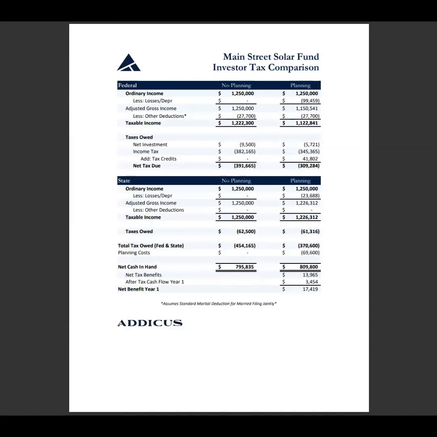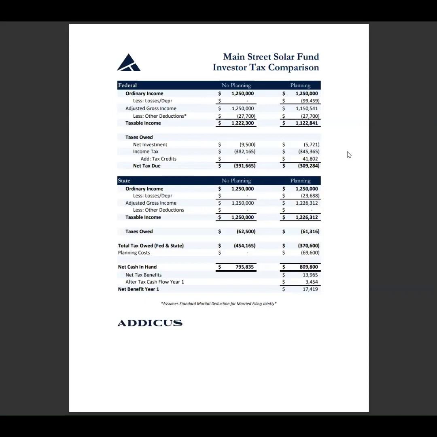So what you'll see in the column on the left side of the screen is the no planning. We're going to make our money and pay the taxes as Uncle Sam wants us to pay. At the end of the day, in this example of our 1.25 million of total aggregate income, we walk away with just shy of $800,000. So we walk away with, give or take, about 70 to 75% of our money.